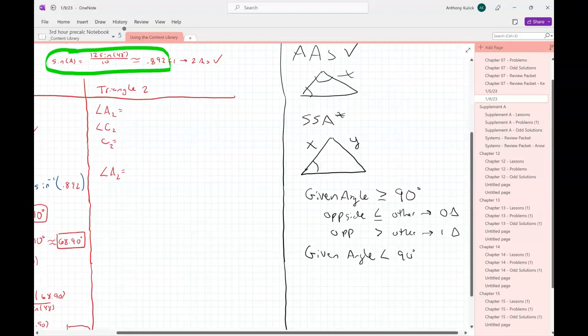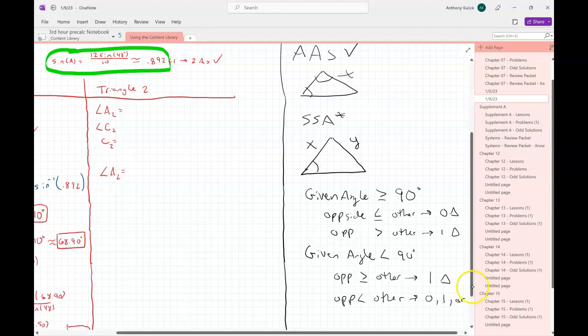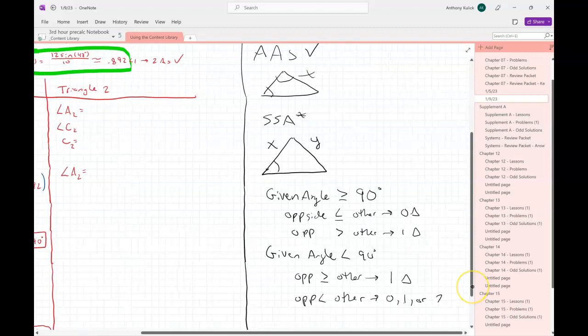If the given angle is an acute angle, and the opposite side is bigger than or equal to the other side, that's fine. One triangle is possible. But if that opposite side is shorter than the other side, we don't know immediately what's going to happen. It could be 0, 1, or 2 triangles.